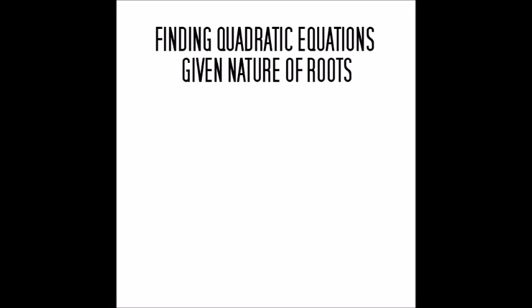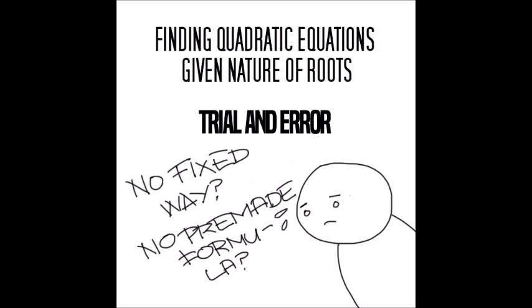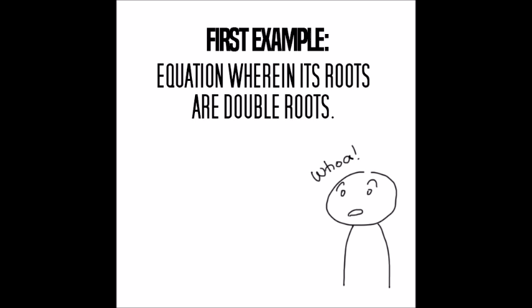Now, the whole process of finding a quadratic equation given just the nature of roots requires trial and error. There is no fixed way to find an equation given just the nature of roots. To show you, let us start with the first example. Our first example is, find an equation wherein the given roots of the equation are double roots.